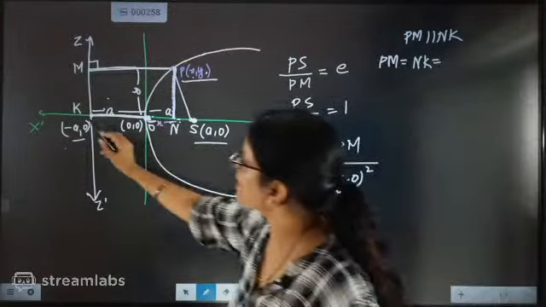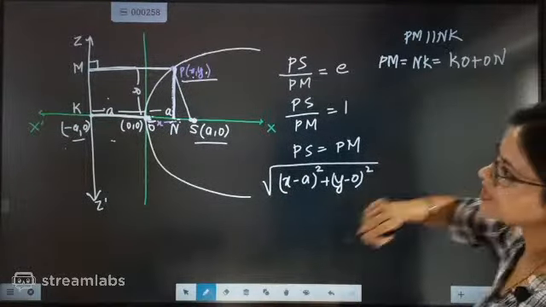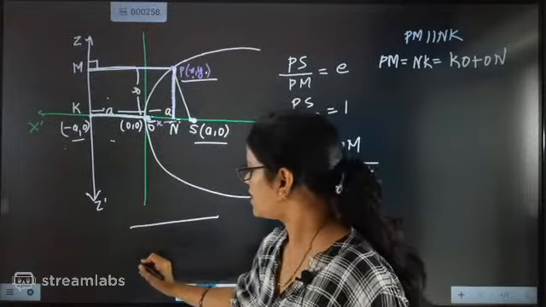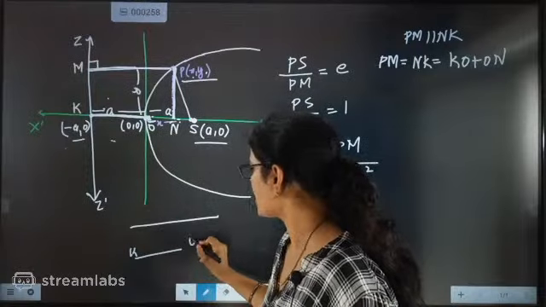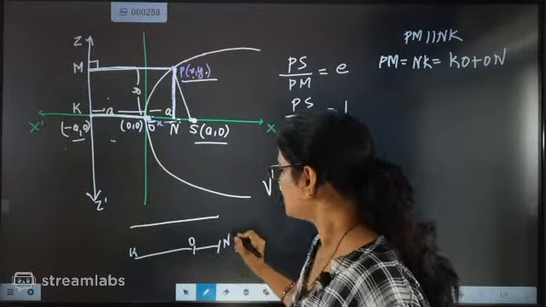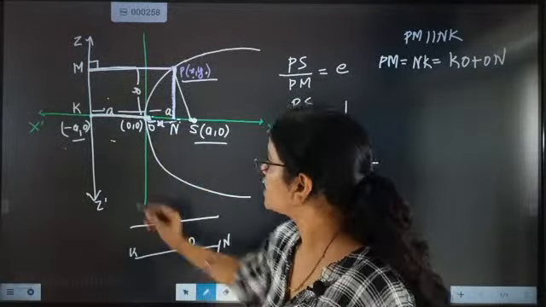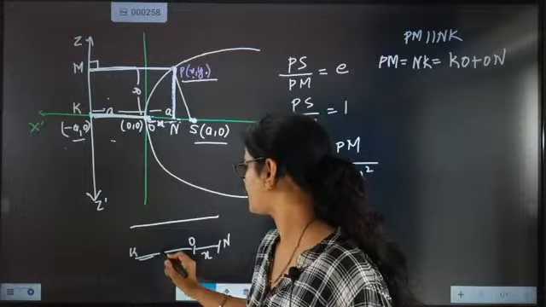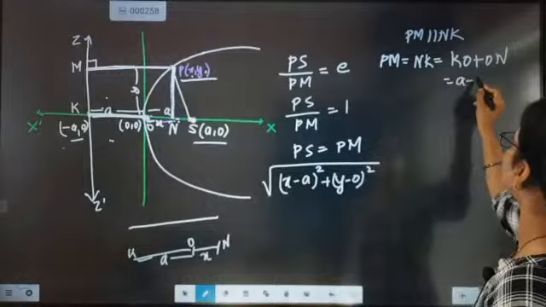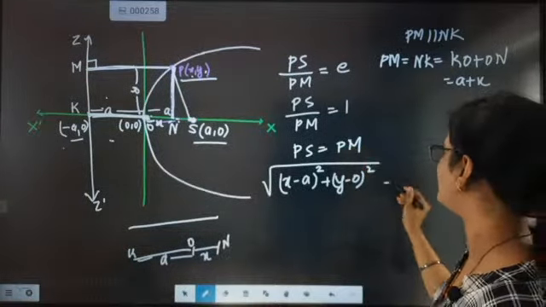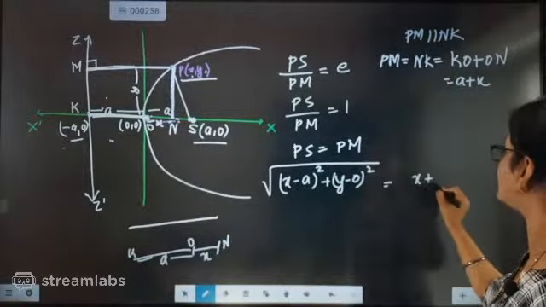So what is NK? NK is KO plus ON. See very nicely, NK, PM is there, and from here to here this is K, this is O, and this is N. Now we know that ON is x, and this part OK is exactly a. So NK is a plus x. So here also PM we have to find. PM is nothing but equal to NK, so it is coming as x plus a.